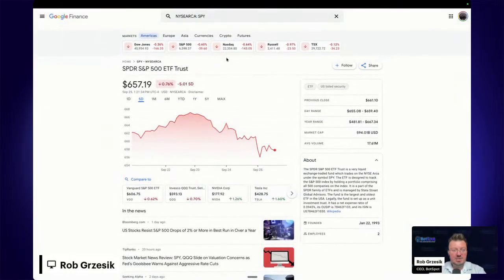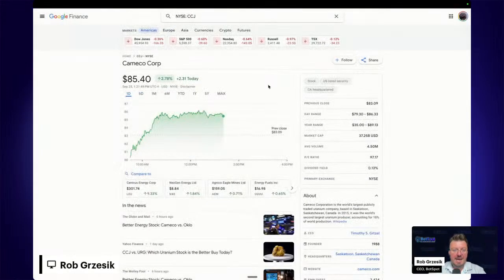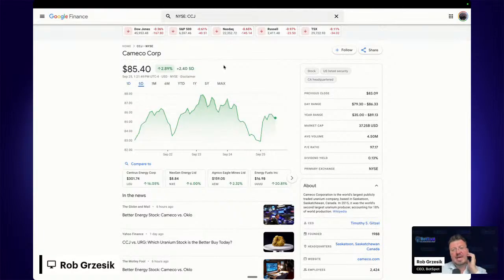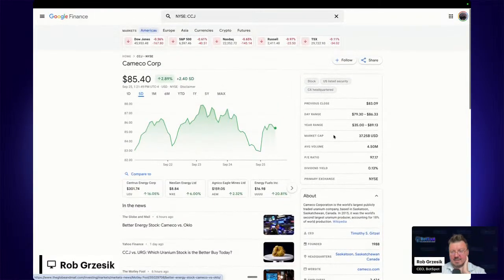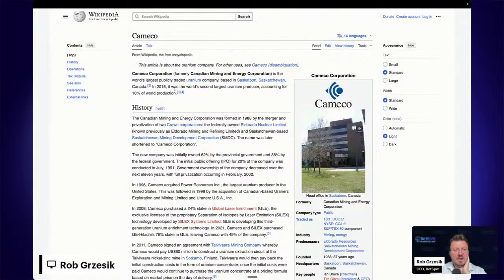It bought CCJ. For those of you who don't know what CCJ is, this is Cameco Corp. And it's actually up a lot today. Check that out. So this is probably why we're making money today. This stock is up 2.7% today. It's up 2.8% over the past week since we bought it. So it makes sense that the stock options are up a lot too. Right, so that's fantastic. Cameco Corporation, this is what it is.